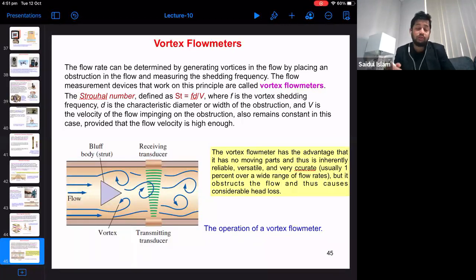And apart from all this, we have some more different types of flow meters. If you're interested, you can go through this and read it, but this is not important for you. But maybe in real life, depending on the projects, you may need some understanding. So, that's all for today, guys. That's all I wanted to discuss.